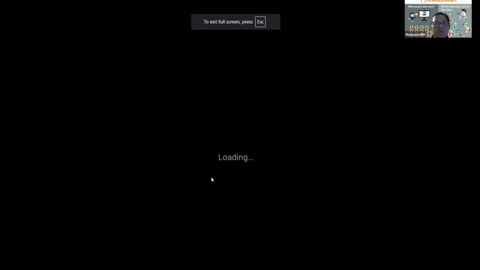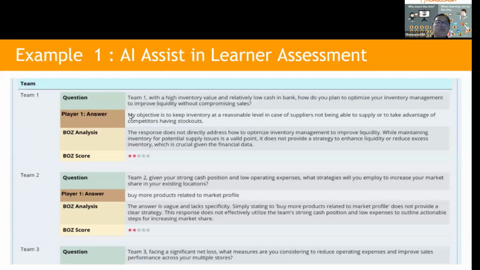This is the screenshot of the boss that's going to ask. So he's going to ask team one: team one, with your high inventory value, how do you plan to optimize your inventory management? So the answer from team one is this, and then the analysis of the AI, and they give you a score, 2 points. Another team, team two, gets a different question, and then the answer, and then they analyze the answer and give you a score, and so on down the line.